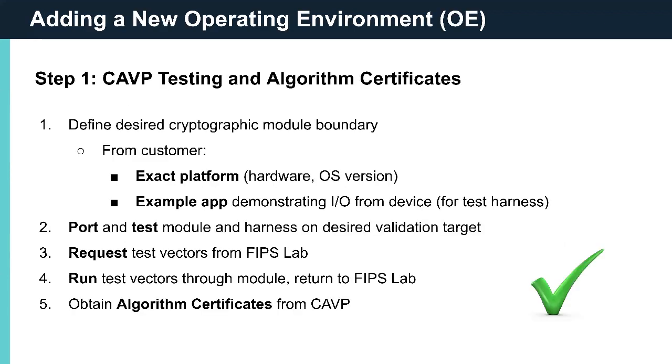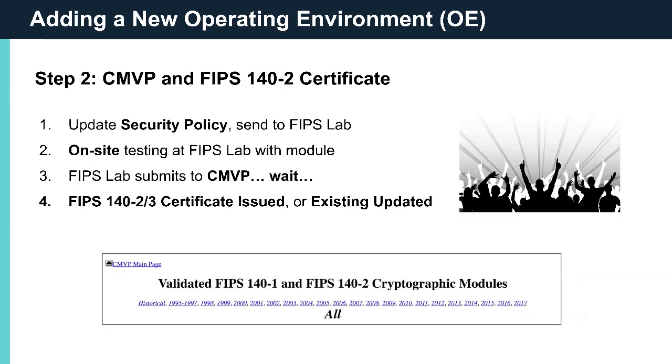As we go through this process, the first thing we do is CAVP testing and algorithm certificates. We define the cryptographic module boundary that the customer wants using their exact platform definition. We port and test our module and harness to the validation target. We request test vectors from our FIPS lab, run those vectors through the module, and return them to the FIPS lab. At that point, if everything goes smoothly, we're issued algorithm certificates from the CAVP. Those algorithm certificates are listed publicly on the NIST website and are used as an input into the CMVP or FIPS process. Here we move on to step 2 to get the actual FIPS certificate updated.